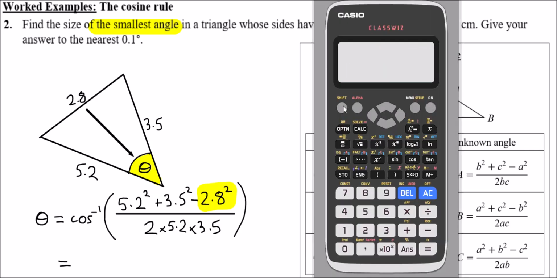What you should get for this one, let's see in fact. So cos minus 1, 5.2 squared plus 3.5 squared minus 2.8 squared, divide by 2 times 5.2 times 3.5, close these big brackets. The answer you should arrive at, to 3 sig figs no less, is 30.2 degrees.